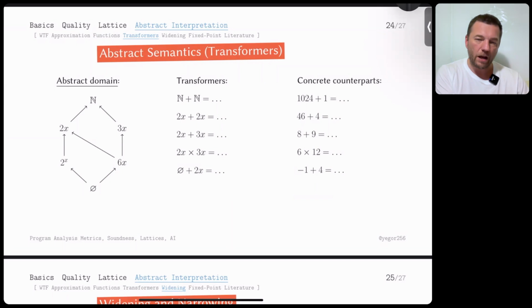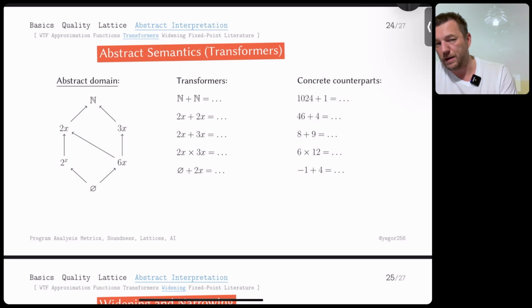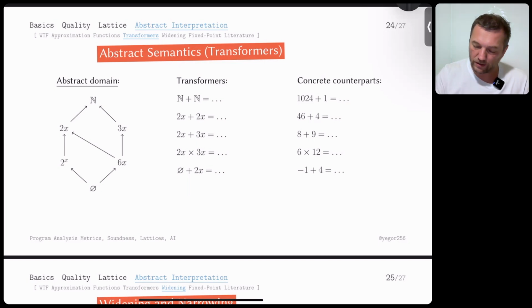So if we say in our program, for example, number plus number, then when we reason about this program, we're going to replace numbers with elements of the abstract domain. There will not be any more numbers, but there will be, like in our case, 2x, 3x, 6x, like sets, like groups of the abstraction. And there will be elements of this lattice.